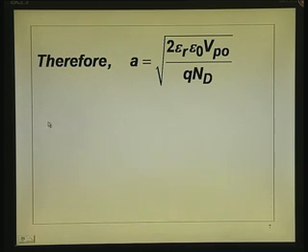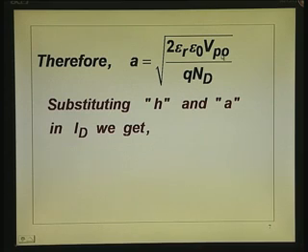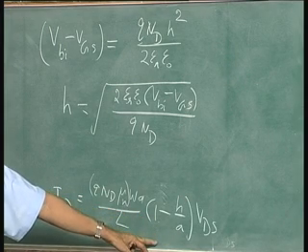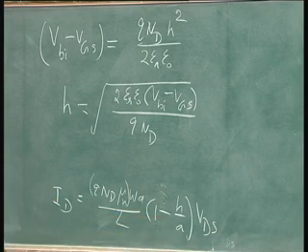So, that is the same equation. When we wrote H here, the V p 0 is replaced by V b i minus V g s. Now, therefore, substituting H and A in I d, we got the term G naught into 1 minus H by A into V d s. So, I substitute for H and A.